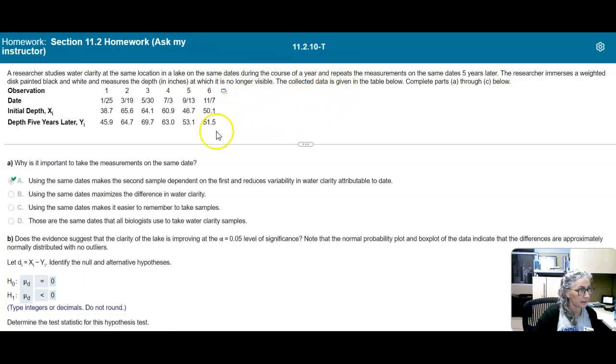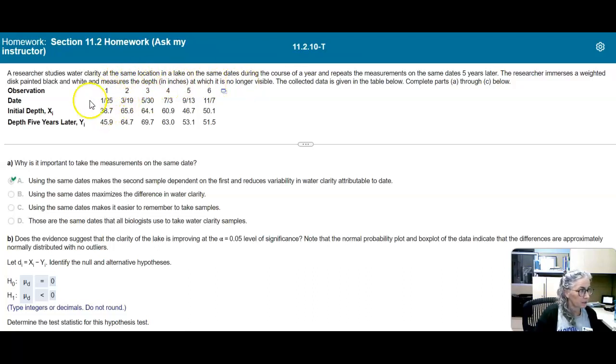The data is collected in the table below, and then we're asked why it's important to measure on the same date. That's so that we have consistency around the weather and things like that. Then we're trying to figure out if the clarity of the lake is improving or not. So you have to look at the data you're given and figure out what these numbers represent. If you have no idea what a Secchi disc is, you have to really read it and imagine what you're looking at. We're looking at how deep it goes until it's no longer visible.